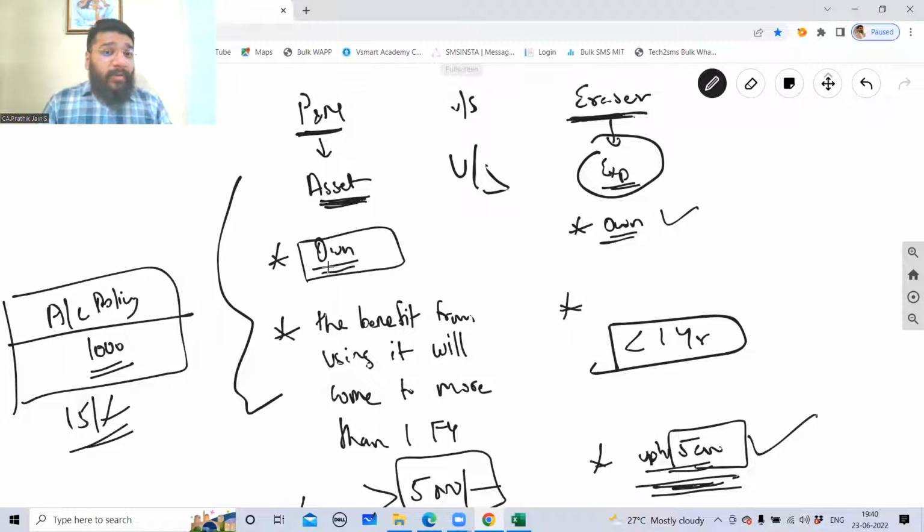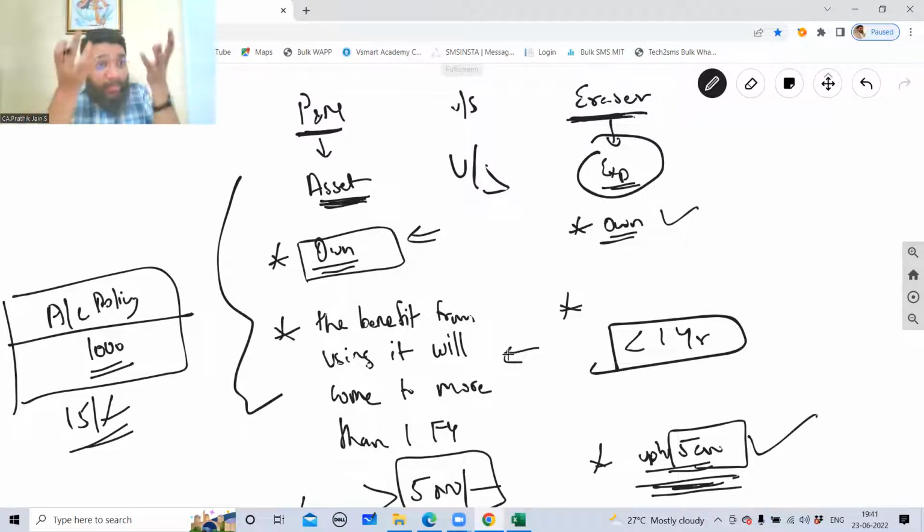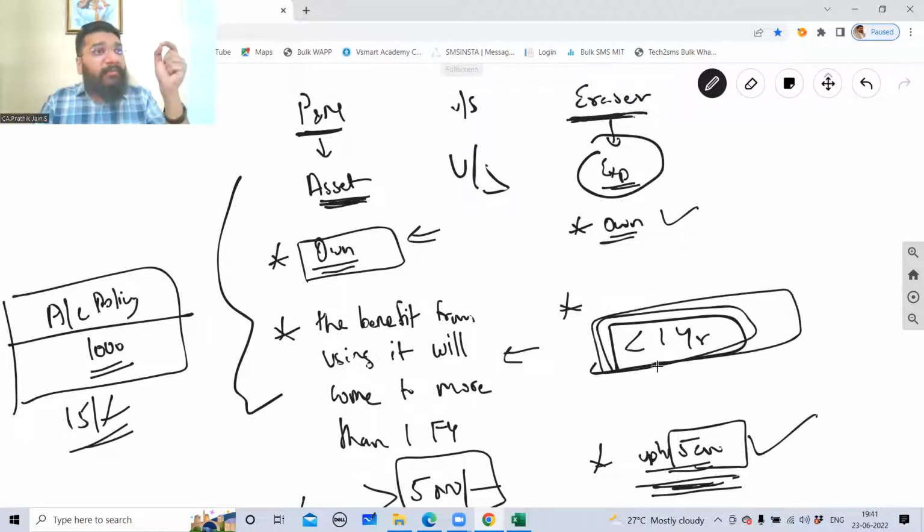Now Zoom software, do I own it? Who owns it? The Zoom company owns the software because they have developed it. They have given me the right to use it. They've not sold the entire software to me. They have given the permission to use the software by making the monthly payment. So the first condition itself fails. So the Zoom subscription that I pay 1,500 per month, I don't own it. Second thing, I don't get the benefit for more than one financial year. I'm consuming that benefit in that financial year itself. So if a benefit is consumed within that financial year, within 1 year, it is expenditure. So from our point of view, the Zoom subscription, what is paid is expenditure.